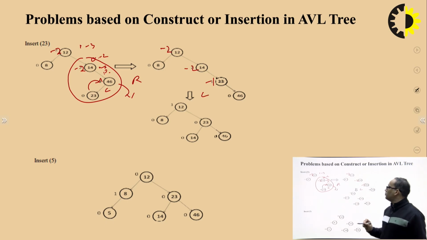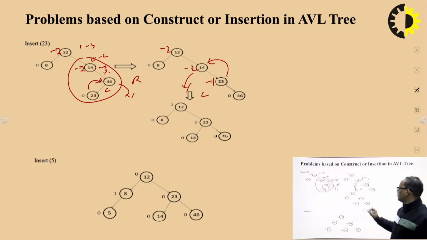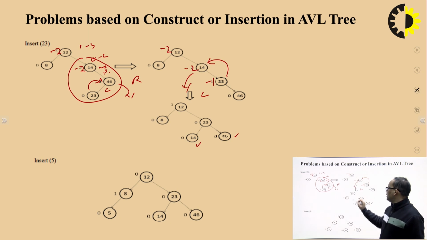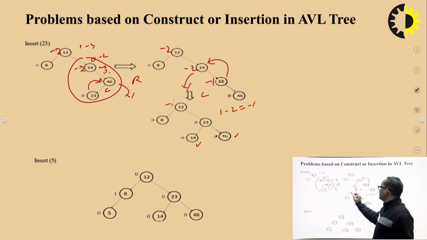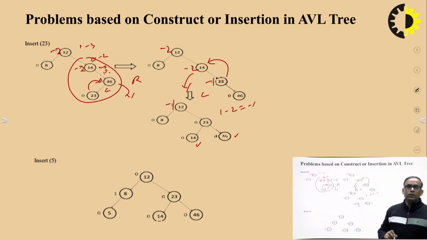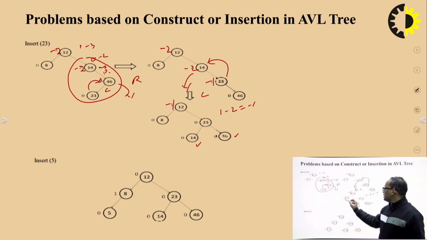When we perform left rotation, then 14 will be moved down. So 14 will be here, 23 will be here, and this will be 46. Again, balance factor of 14 is 0, balance factor of 46 is 0, 23 balance factor is 0, here is 0, and for 12 the left height is 2 and the right height is 1. So 1 minus 2 will be -1. So balance factor of 12 will be -1. Now this tree is balanced.